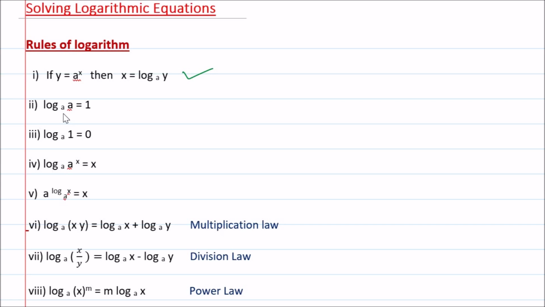Number two, log a base a equals 1. What does it mean? Whatever value you are taking the log of, if you have the same base, that value will be 1. Suppose I take log 10 with base 10 and parameter also 10, that value will always be 1. Log 5 base 5 is also 1. So if the base and parameter of the log are both the same, the value of the log will be 1.